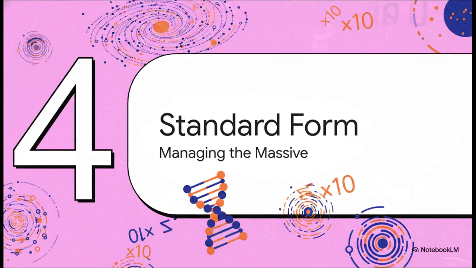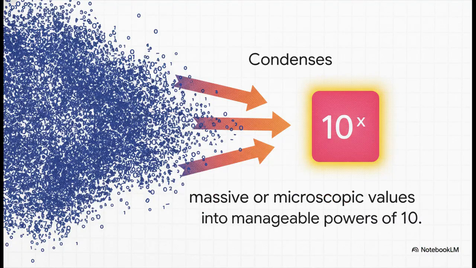Which brings us to our final section, Section 4, Mastering Standard Form, Managing the Massive. So what happens when our numbers become just too enormous, or maybe too microscopic, to write out traditionally? Well, standard form is the mathematical solution for dealing with vast scale. It allows us to process massive data points without getting lost in a sea of zeros. Instead of meticulously counting digit after digit just to figure out if you're looking at millions or billions, standard form condenses everything into highly manageable powers of 10.